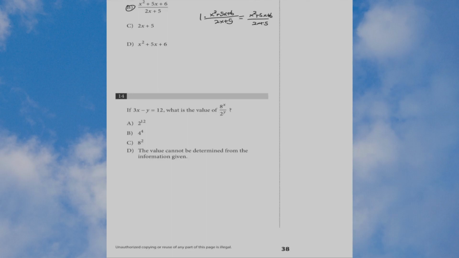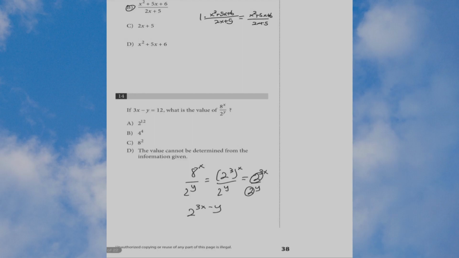Question 14. If 3x minus y is equal to 12, what is the value of 8 to the x over 2 to the y? The first thing we should notice is that 8 to the x over 2 to the y is the same thing as saying 2 to the 3 to the x over 2 to the y, which is equivalent to 2 to the 3x over 2 to the y. We can simplify this now because we have similar bases. So now we have 2 to the 3x minus y, because when we divide two numbers that have the same base, we can subtract their exponents.